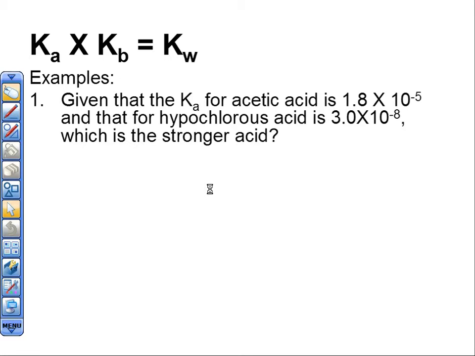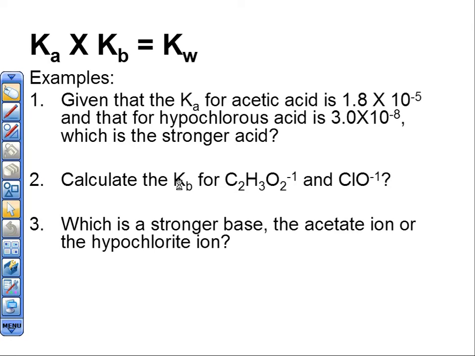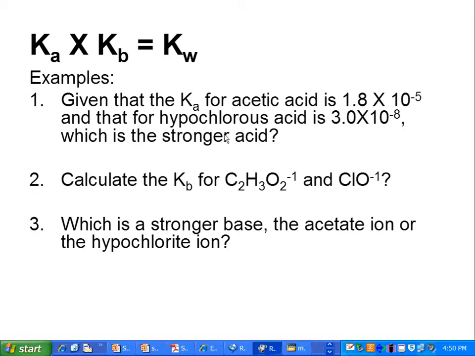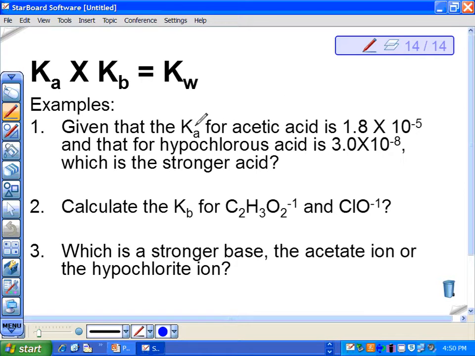So on this first question, I'll go ahead and click all of the questions. Alright, it says given that the Ka for acetic acid is 1.8 times 10 to the negative 5th and that of hypochlorous acid is 3.8 times 10 to the negative 8, which is a stronger acid? So all you have to do is say, well, which one of those numbers are bigger? The bigger the number, the stronger the acid. And our stronger acid is going to be this, because it's to the negative 5th. This goes to the negative 8th, so the acetic acid is a stronger acid.